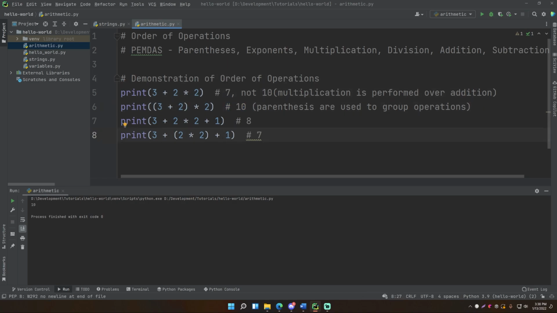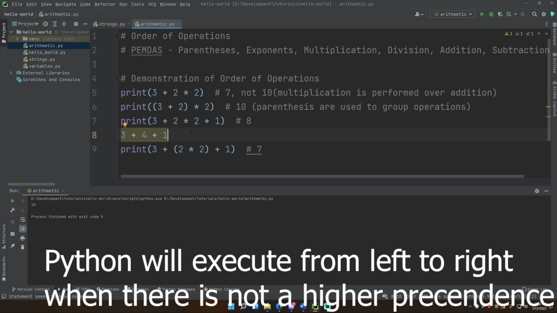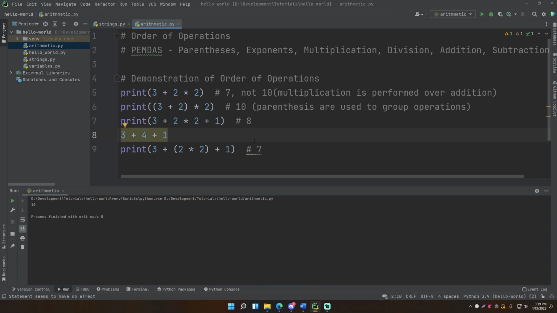Down here, we have a more complex piece of math that needs to be done with multiple operations within it. So we can see that in the middle, we have 2 times 2, which is multiplication. That comes before these additions here, so that would be 2 times 2, 4. And then it would be 3 plus 4 plus 1. In this case, it doesn't matter which way you go now, so it would probably just go left to right. So 7, and then plus 1 is 8, all right?